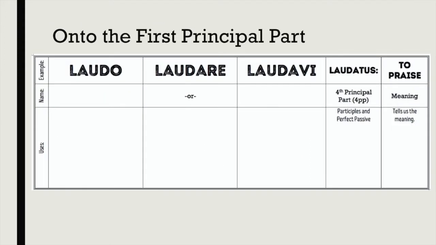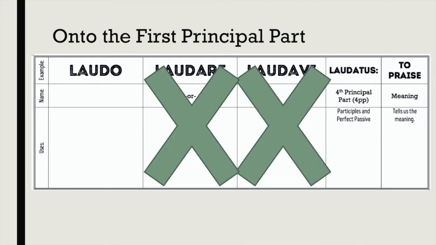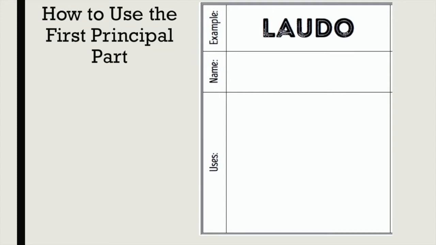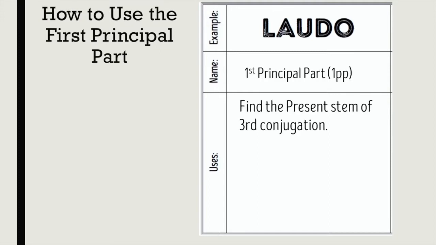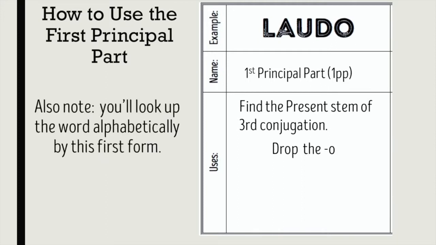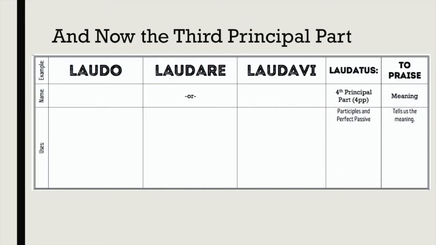Okay, on to the first principal part. So we've done this box. We're not doing this box yet. We're focusing on this first box: how to use the first principal part. Again, that's the name. Make sure you get that filled out. We're going to find the present stem just for third conjugation, though. And to do that, you just drop the O off that first form. Also note, when you look up a word, you're going to look it up alphabetically by this form, because that's how it's in the dictionary.